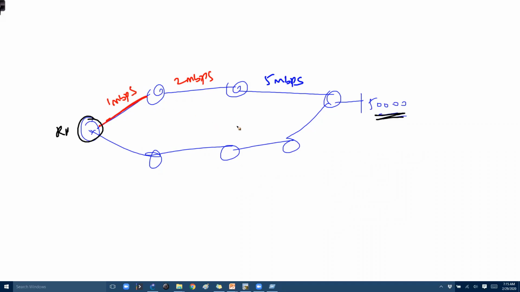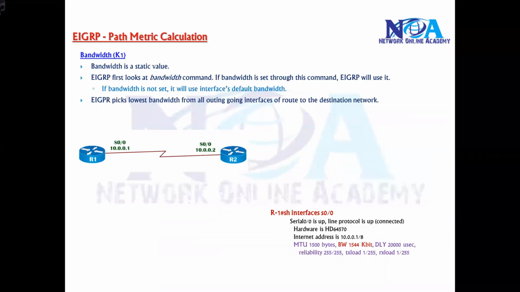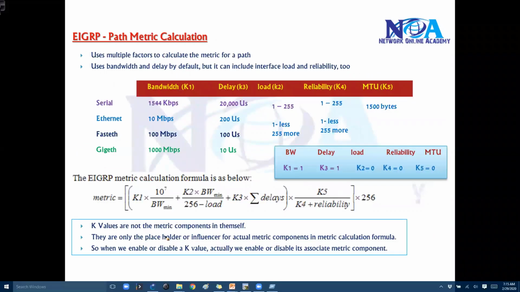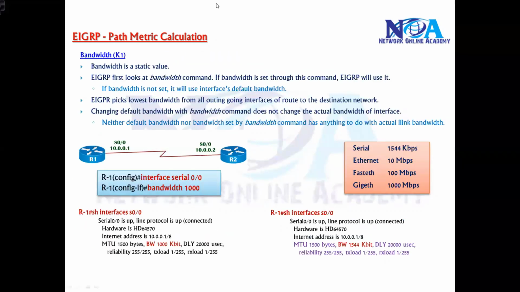By default it is going to consider the least bandwidth, which means when it is calculating the route from router 1, it is going to see the least bandwidth, that is 1 Mbps. So by default it's going to consider the lowest bandwidth out of all the outgoing interfaces towards the destination network. So in the formula, when the bandwidth is used, it's going to consider the minimum. You can see there is an option of minimum written here. So the minimum bandwidth will be used in the formula here.